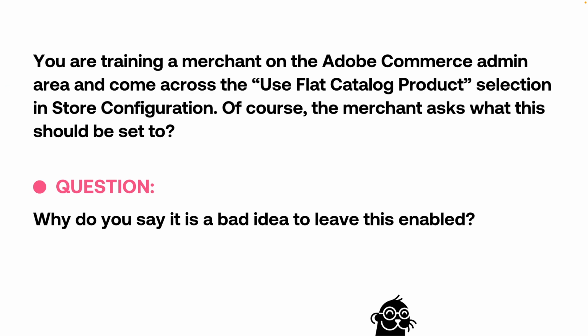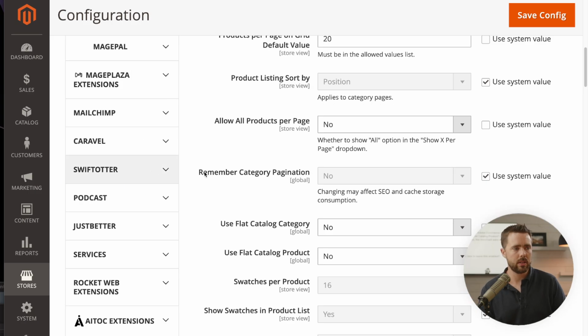Just to be very clear, I'm talking about this here in store configuration, catalog, use flat catalog category and product. Bingo, right there, done. That's super easy. That's what we're talking about now.